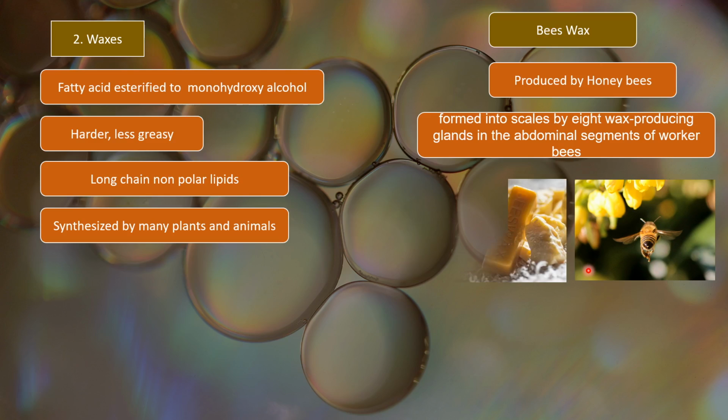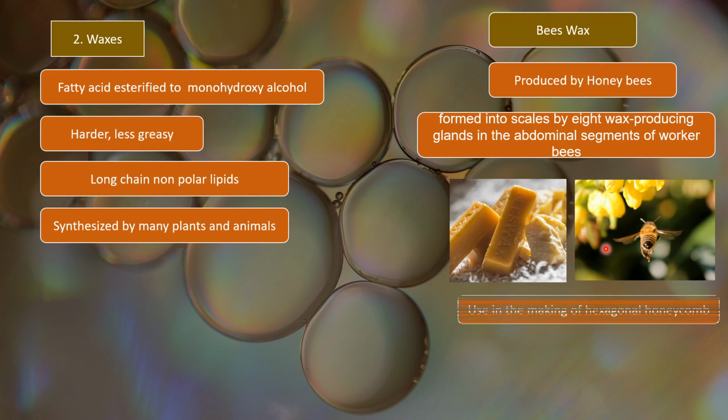This beeswax is used by the honeybee for making the hexagonal honeycomb. They require this wax to make the honeycomb, but beeswax is also used commercially. Extracted from the honeycomb, it is used as candles, as carving material, and as moisturizer. So this is one example of wax, which is an ester of fatty acid.